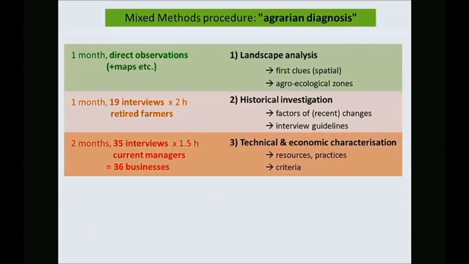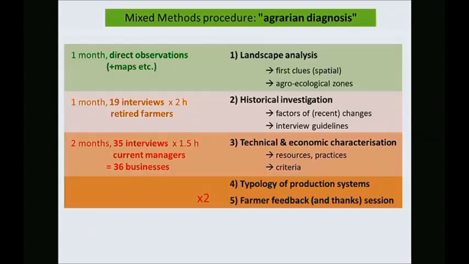And then is the actual data collection with the current farmers, during which the farming systems are investigated in more detail. So their resources, their practices, and eventually all of this being used to define the criteria of the typology of farming systems. So here that lasted 2 months, 35 interviews representing 36 businesses.